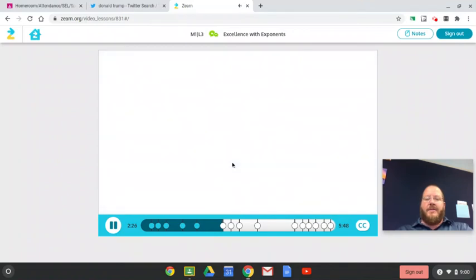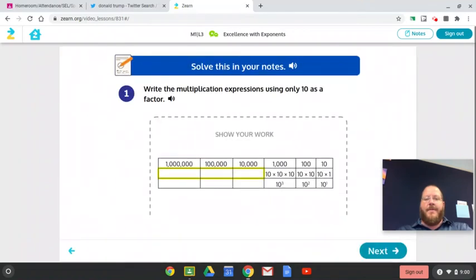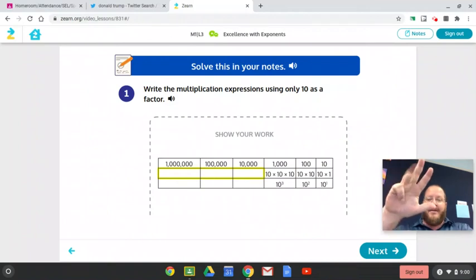Okay, so 10,000. That's going to be 10 times 10 times 10 times 10. So I could get myself 4 zeros, and then 10 to the fourth. This would be 10 times 10 times 10 times 10 times 10, 5 times, to give me 5 zeros, right? 1, 2, 3, 4, 5. And then this would be 10 6 times. 10 times 10 times 10 times 10 times 10 times 10. And then it would be 10 to the sixth power. That's what it would be.